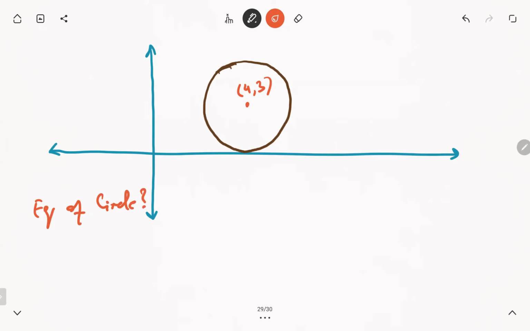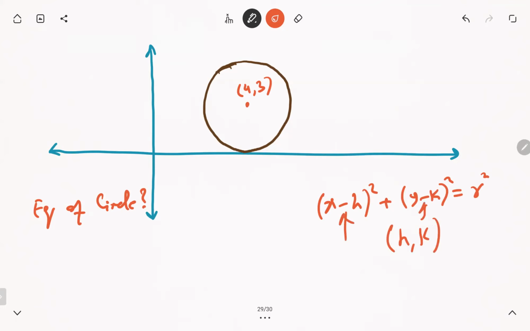Tell me the equation of this circle, and we know the general form of the equation of a circle is x minus h whole square plus y minus k whole square is equal to r square. Abdul Ahad, in this general form of the equation of a circle, h, k, change the signs. h, k are the coordinates of the center and r is the radius. So who can tell me the equation of this circle?